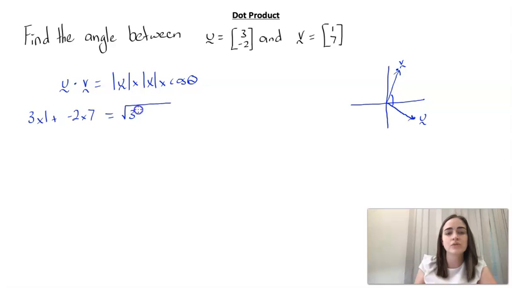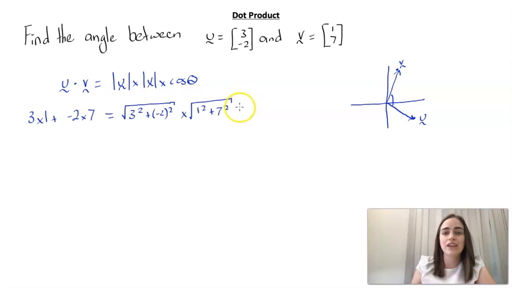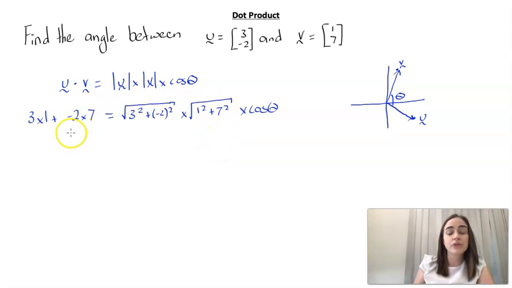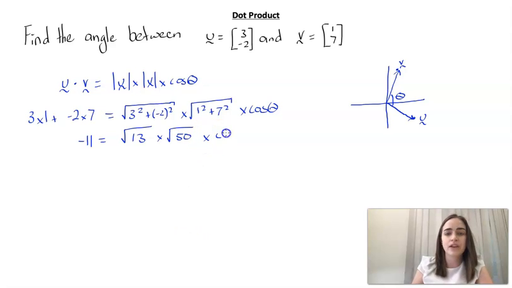So we're doing 3 squared plus minus 2 squared for the magnitude of u, times 1 squared plus 7 squared for the magnitude of v, and then we're timesing by cos theta, where theta is that angle between our vectors. Now, if we simplify all of that, we'll end up with minus 11 equals the square root of 13 times the square root of 50. We could put those two together, but it doesn't really matter, times cos of theta.